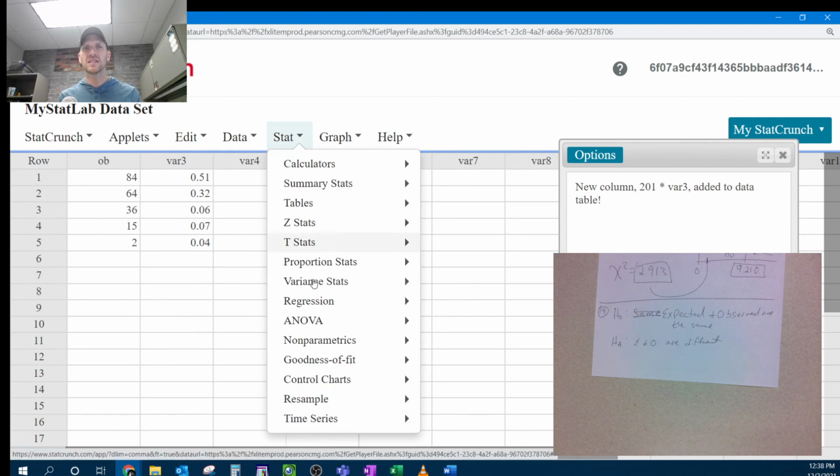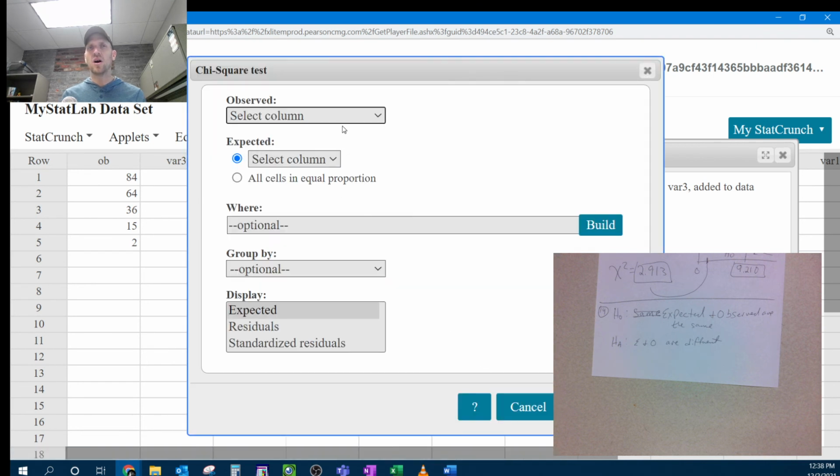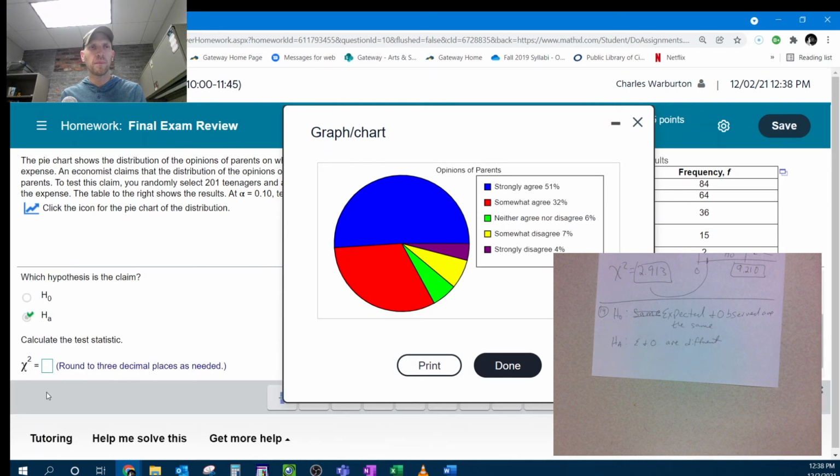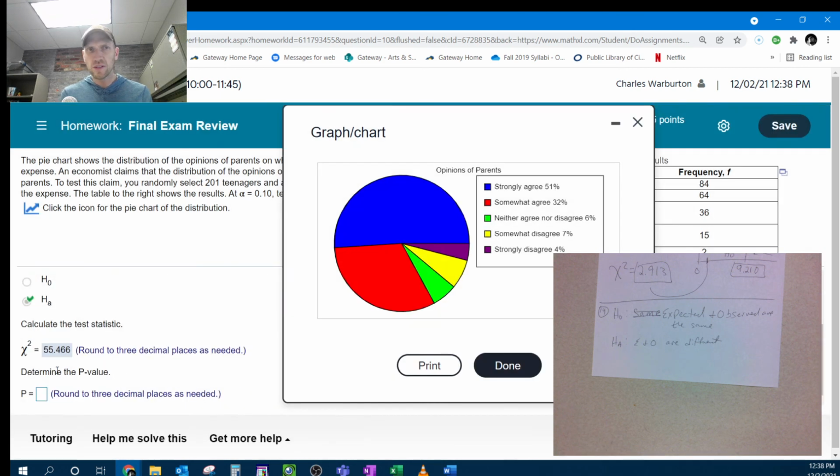That's under stat, goodness of fit, chi-square test. Our observed, I already labeled observed. Our expected, under expected, I did that labeling. We can compute that and get a chi-square that's a very, very high chi-square value. I'll copy and paste that in to 3 decimal places. I'm a little bit scared about that because that seems really high, but let's see. Okay, it just is what it is.